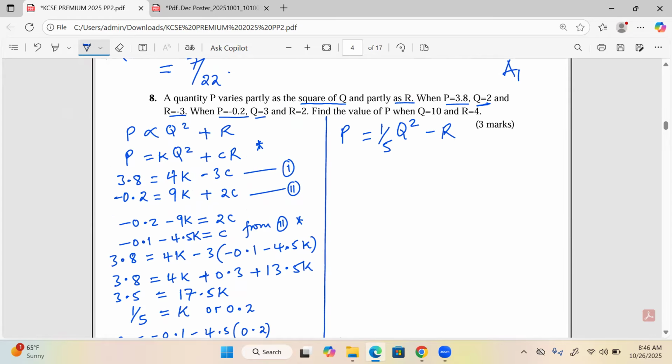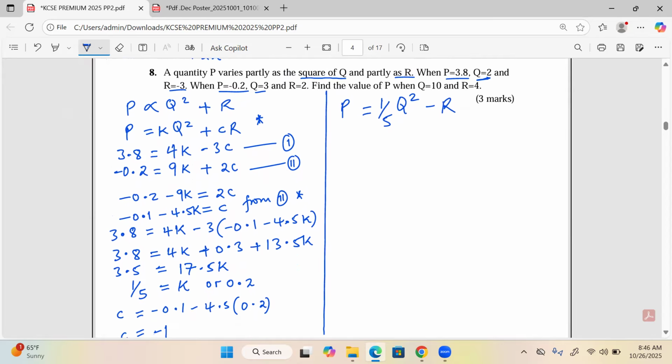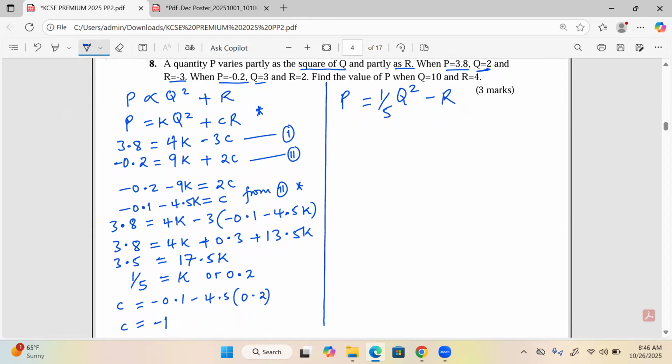So this is now the specific equation. With the specific equation, C is -1, so that's why before R, we have a negative. Then now we are finding the value of P when Q is 10, minus the value of R, which is 4. So 1/5 into 10 squared, then minus 4. This gives us exactly 16. So that's how we work out a question like number 8.